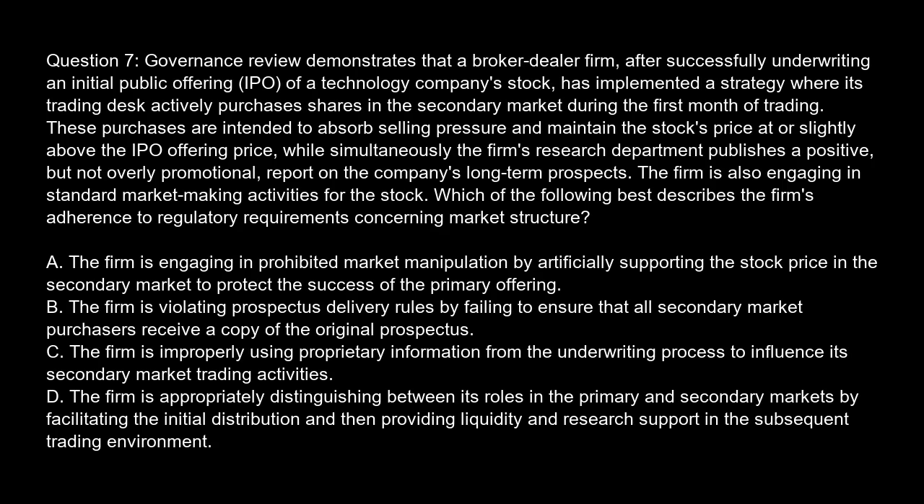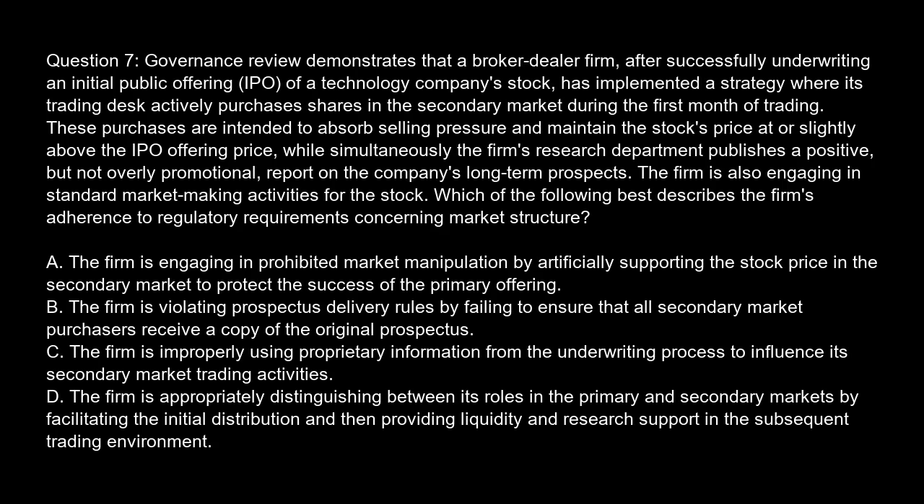Option A. The firm is engaging in prohibited market manipulation by artificially supporting the stock price in the secondary market to protect the success of the primary offering. Option B. The firm is violating prospectus delivery rules by failing to ensure that all secondary market purchasers receive a copy of the original prospectus.